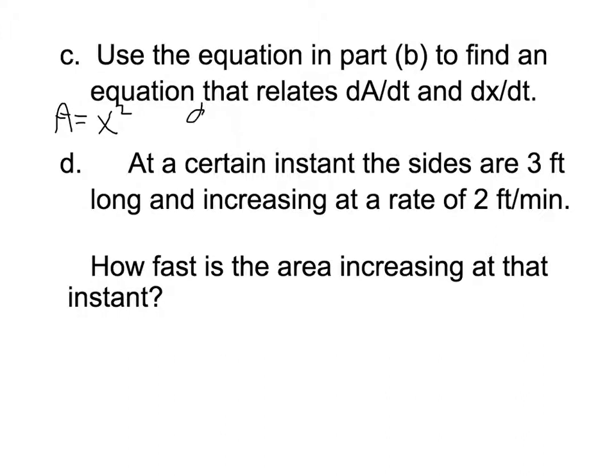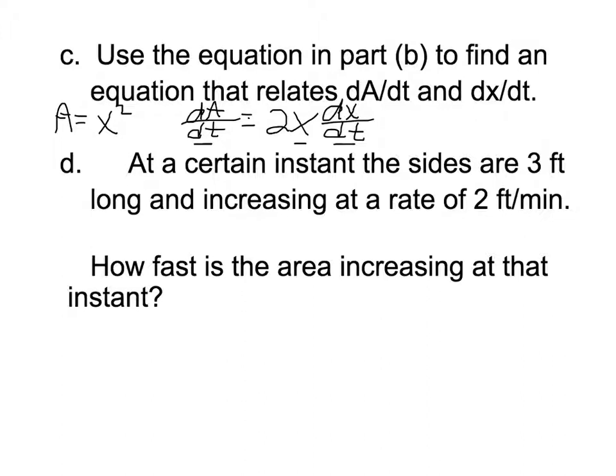We're going to find the dA/dt and dx/dt equation. So that would be dA/dt, just like we practiced, equals 2x times dx/dt, since I took a derivative of an x. And remember what that stands for. dA/dt is how the area of that square is changing over time. x is the side of the square, and dx/dt is how fast the side of the square is changing. So when we get the other information from the problem, at a certain instant, the sides are 3 feet long and increasing at a rate of 2 feet per minute.